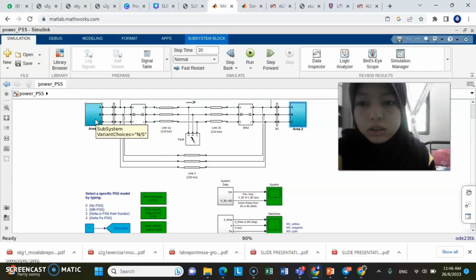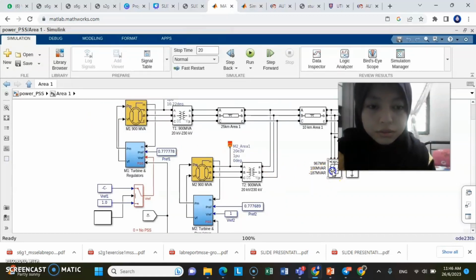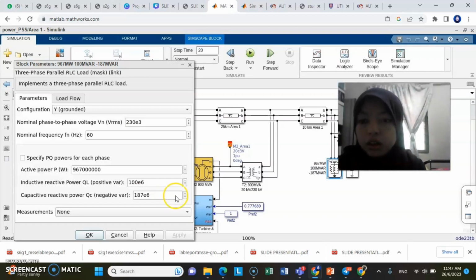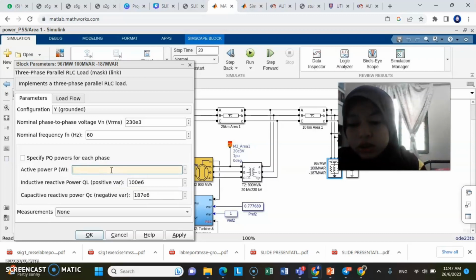I choose the area for bus 7 at area 1. We suggested to decrease around 20%. Okay, active power, we decrease 20%. The value is 67690000.